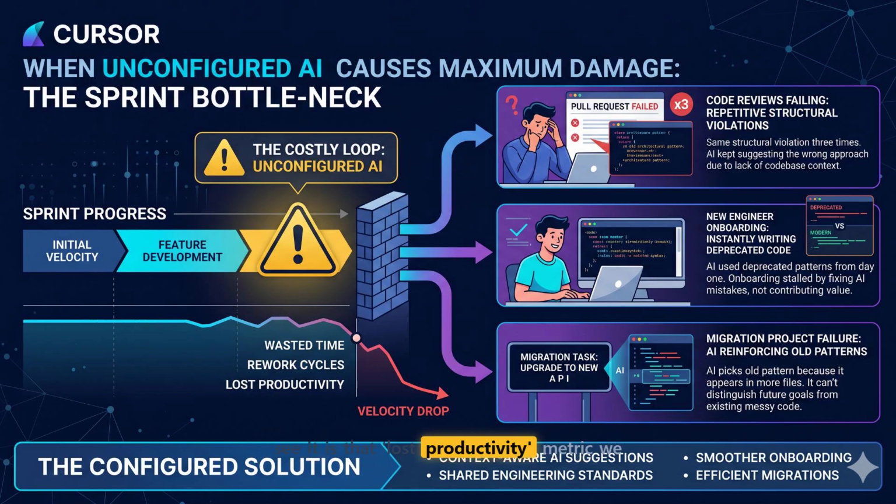It is that lost productivity metric we see on the visual. We are not saving time anymore. We are just creating technical debt with extra steps. Now trace that effect to the middle of the graphic. This is where it really hurts during a sprint.